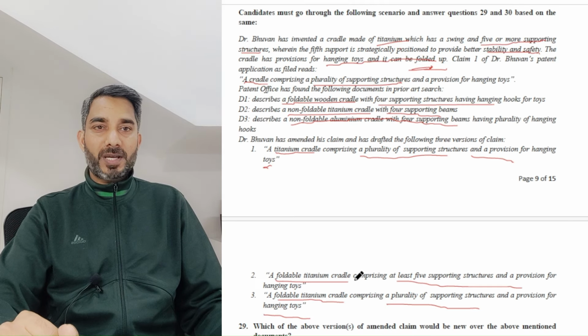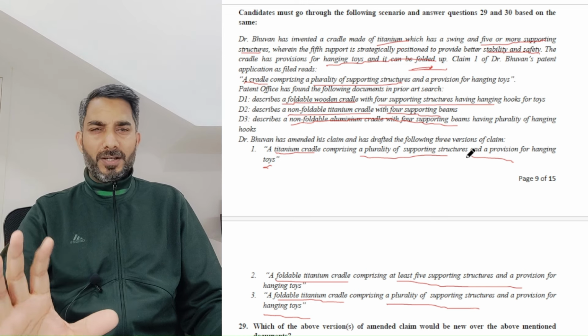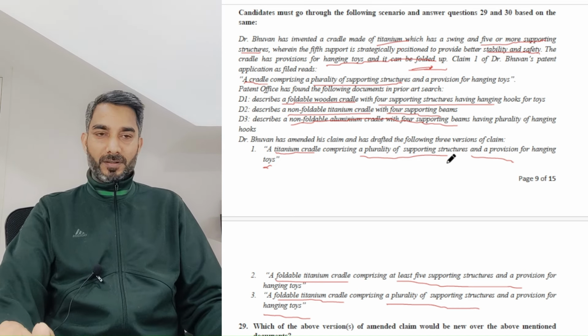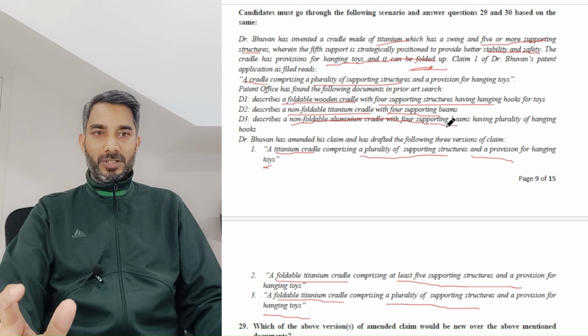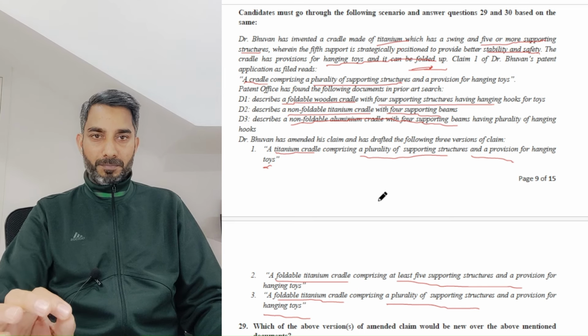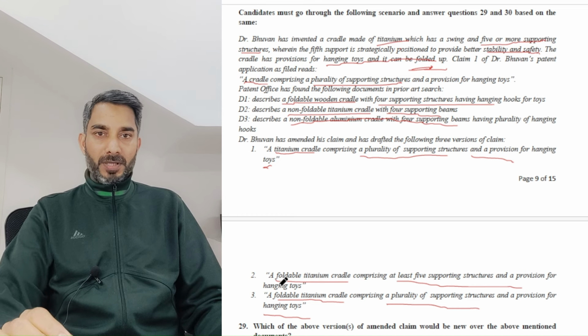Non-obvious. See now obviousness wise, if they are saying 4 supporting structure and I am saying a plurality of supporting structure, there could be a case there, right? That it could be considered as when you combine all of them, some of them are talking about plurality of hanging hooks, they are talking about 4 supporting frames, and they are talking about foldable wooden cradle. So there is some or other elements which are being provided in D1, D2, D3. So we have to be really specific. How do we be specific?